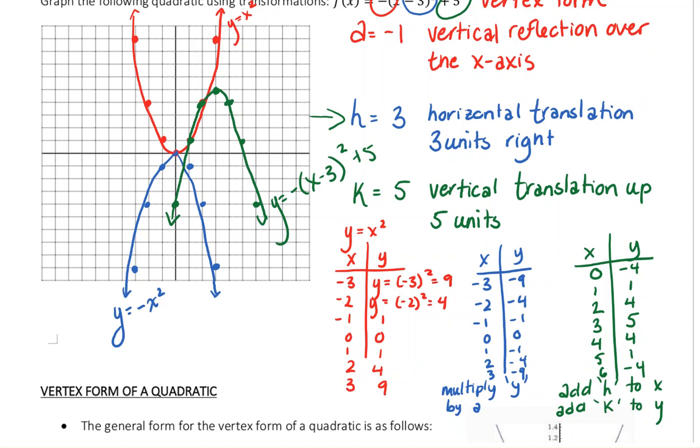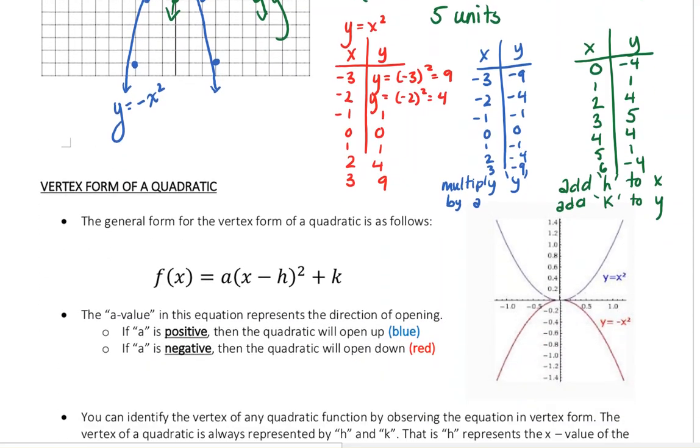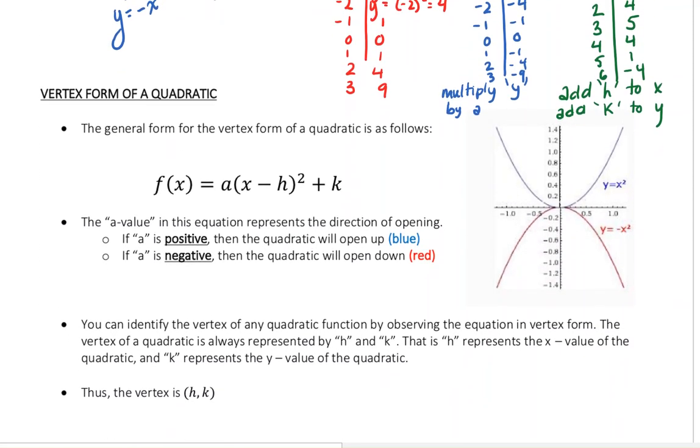Okay, that is a bit of a review. But moving forward, we're going to take a look a little bit deeper into the vertex form of a quadratic. So there's some information here. Choose to read it or listen. The general form for a vertex is as follows. We remember this notation here. f of x is something that we've been looking at quite a bit. So we should know that that is just another notation that we use to represent y.